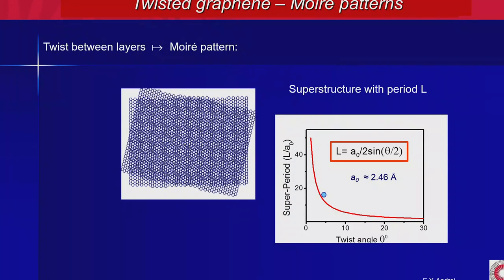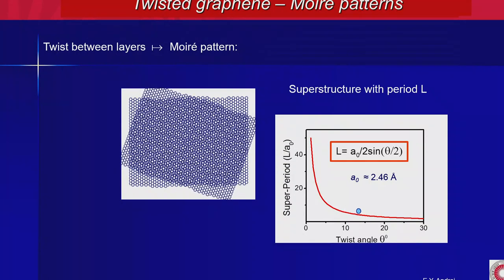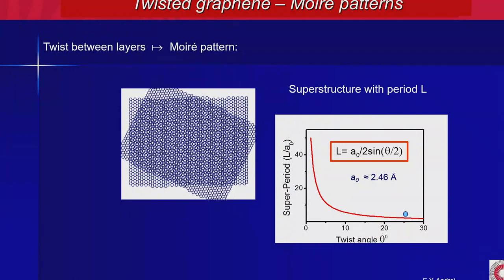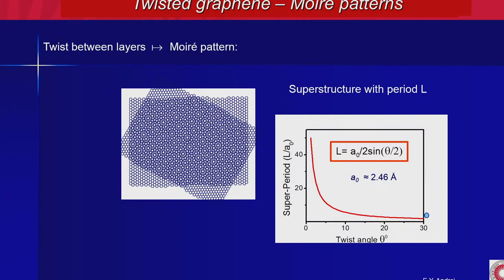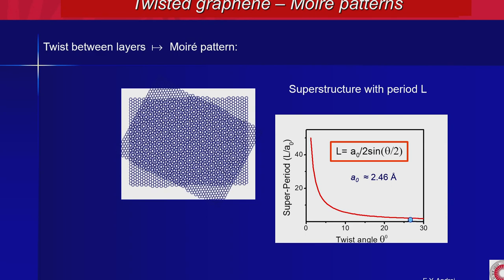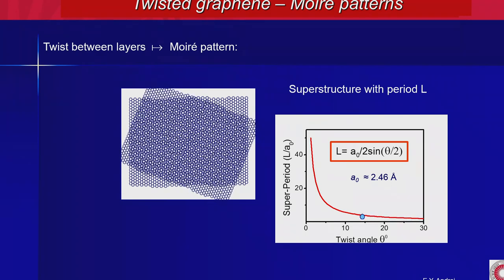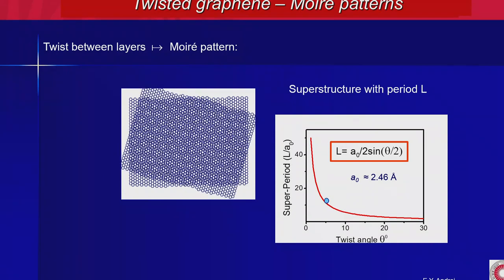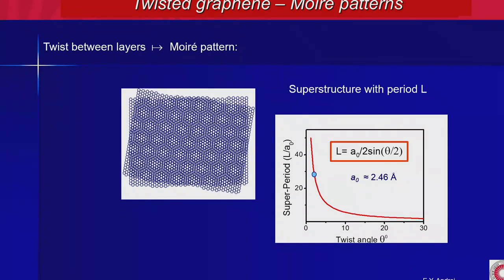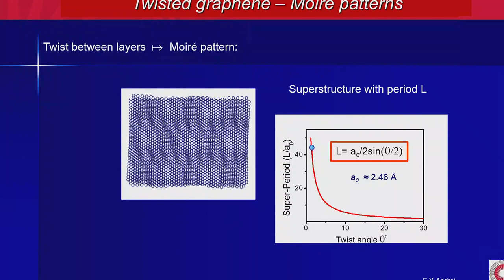Now, when you put two patterns on top of each other, you create a superstructure, which we call moiré. I'm sure you've seen this, take two pieces of cloth or two patterns. The period of this moiré pattern is inversely proportional to sine of the rotation angle. As that angle becomes smaller and smaller, the period diverges. So you have a super period here, and I'm stopping at 3 degrees. The bright parts are AA on top of each other, the dark parts are AB on top of each other, okay?